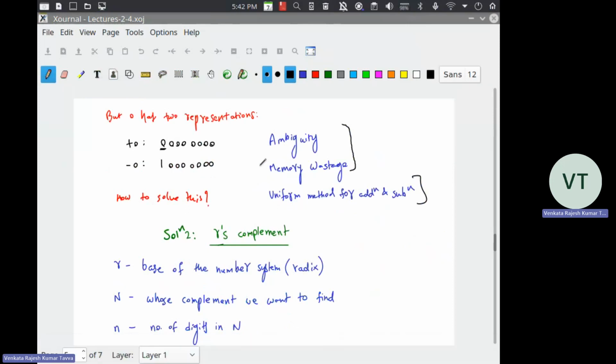When I enter 0, how does the system understand whether it should store the plus 0 representation or the minus 0 representation? That is ambiguity. Second, when both mean the same, why two representations? That is memory wastage. Third, if you use signed magnitude representation to store negative numbers, representation-wise it may be fine, but to perform operations, it will not work out.